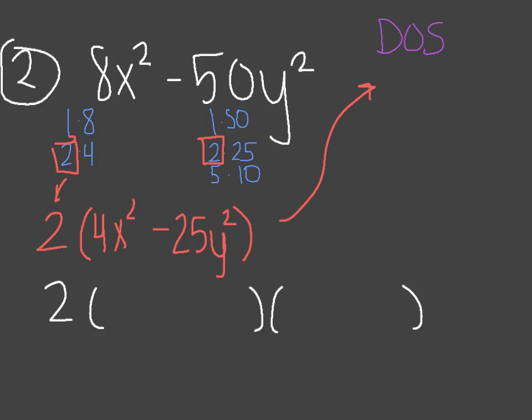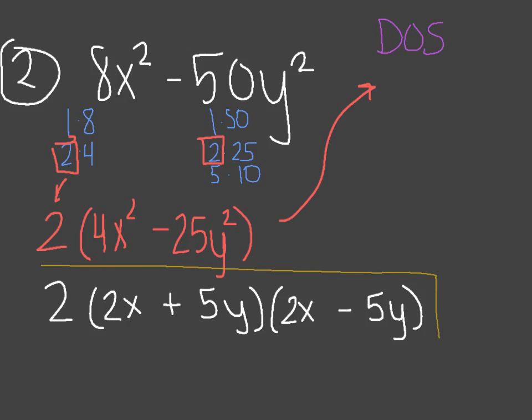My perfect square of 4 is 2 and 2. Perfect square of x squared is x and x. Perfect square of 25 is 5 and 5. And perfect square of y squared is y and y. I make one a positive and one a negative. There is nothing else I can do, so this is my final answer.